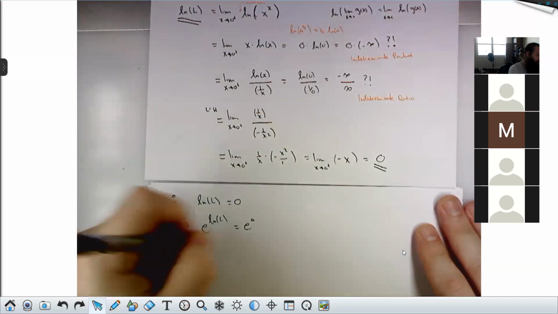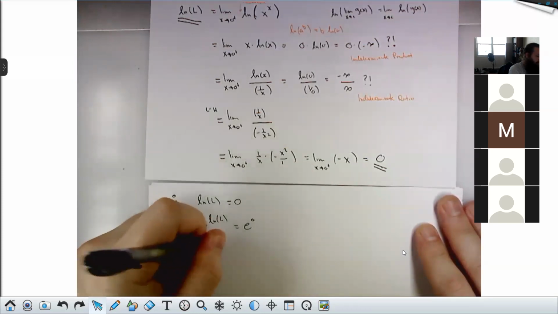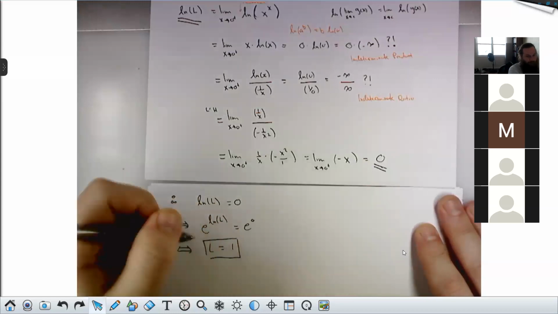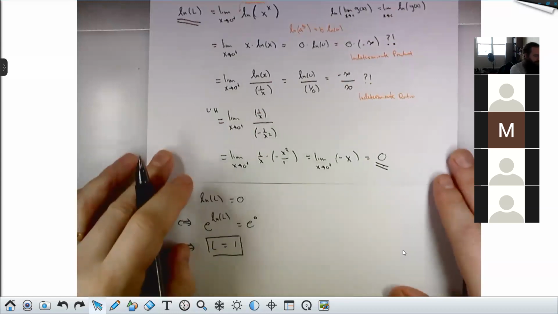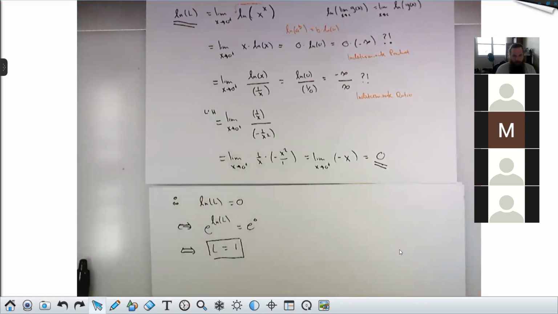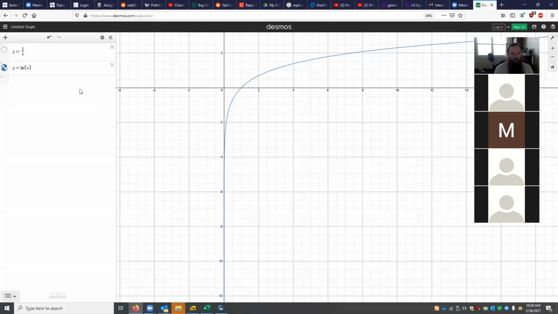And then the left-hand side, e to the natural log of L is just L, e to the 0 is 1. So the value of this limit is 1. So the limit as x goes to 0 from the right in x to the x is 1. And we can verify this looking at Desmos.